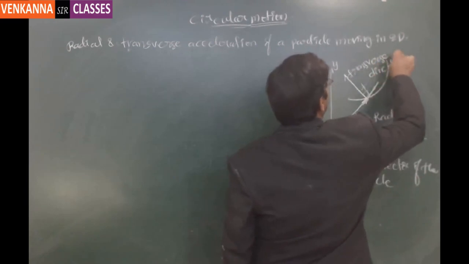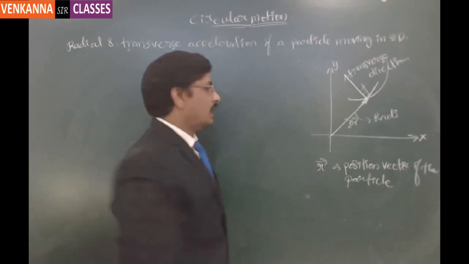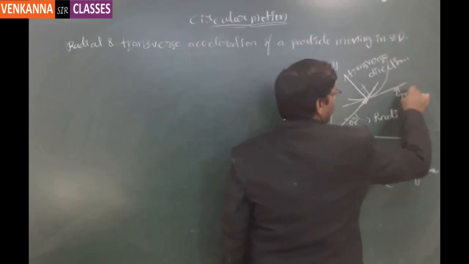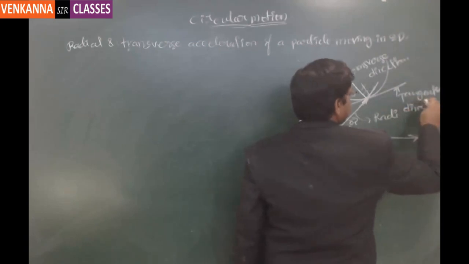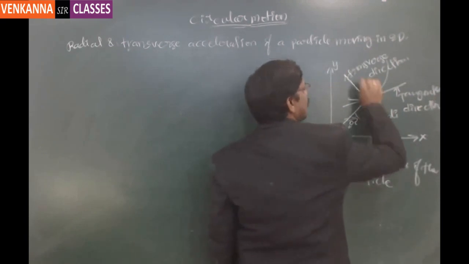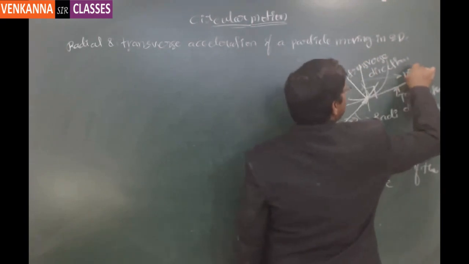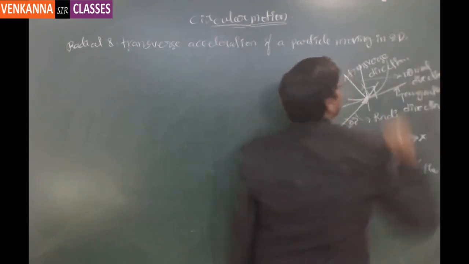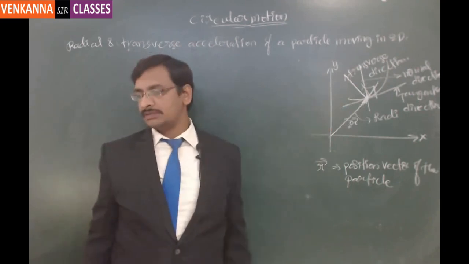Don't get confused, this is not a tangential direction. Radial is different and tangential is different. Tangential means if I draw a tangent like this, this is the tangential direction. And the normal direction is a vector drawn perpendicular to the tangent. So this is the normal direction. Usually when we want to identify the direction of a particular particle, we talk in all these four directions.